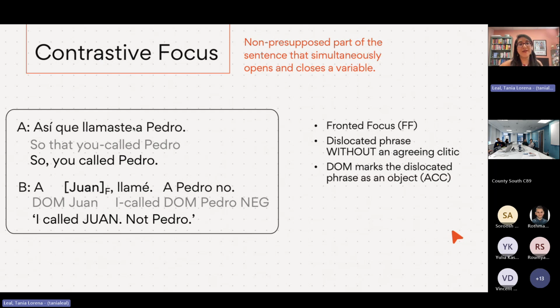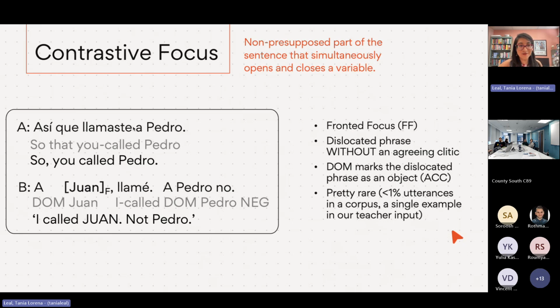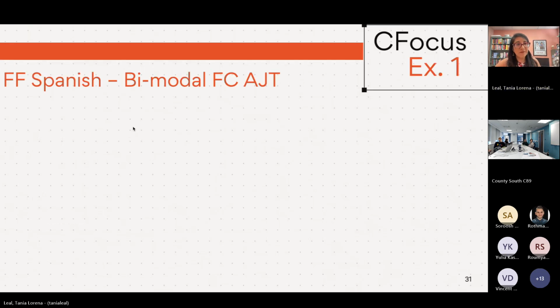And we still have the differential object marker. And this is pretty rare. We could not find utterances in a corpus, and in the teacher corpus that we built, there was only 1 example. It was very iffy because we had the recording, but we couldn't analyze it prosodically because we had a lot of stops. So it was very iffy whether or not it was produced exactly as we expected it.